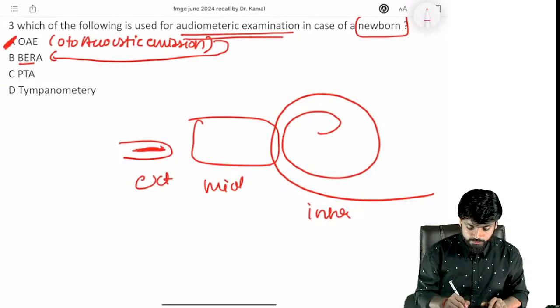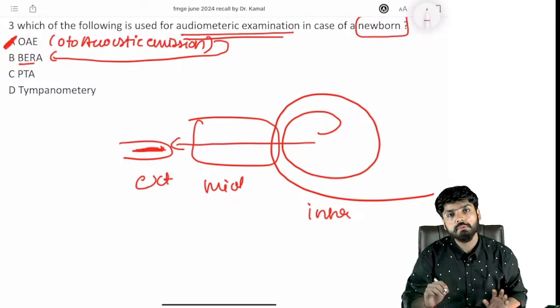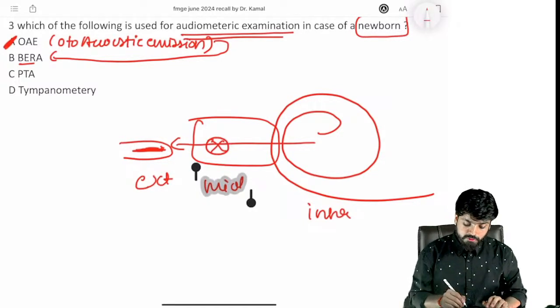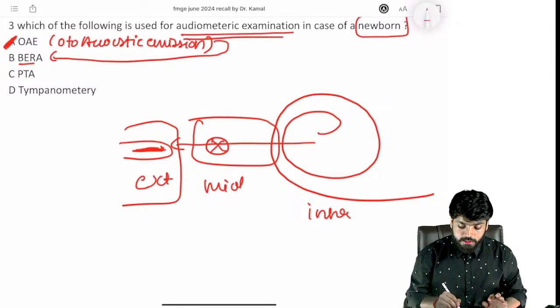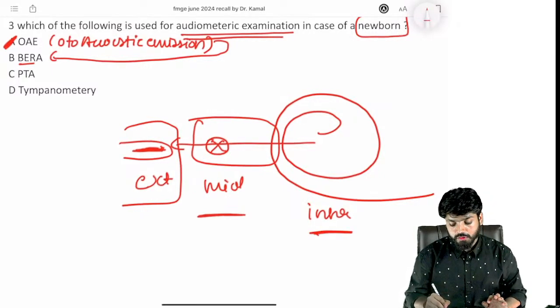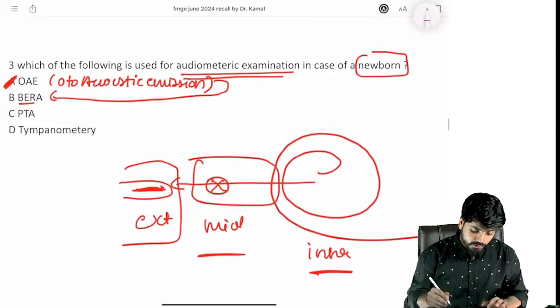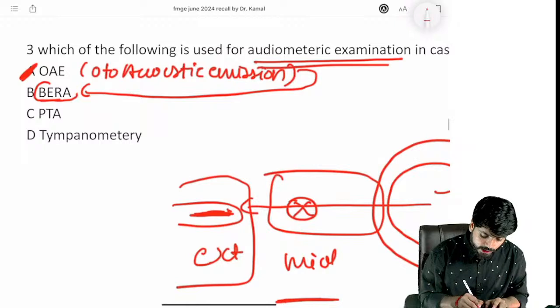Here is the probe. If emissions are coming, it's all right. There is no problem; the child is fine. If emissions are not coming, we are looking from the external perspective. We cannot clearly tell if it's the middle ear or the inner ear. For that, we have to differentiate it with the help of BERA.